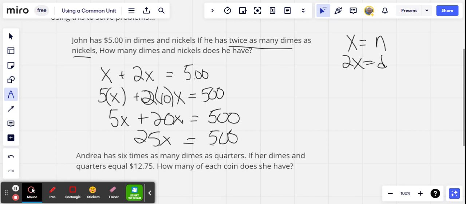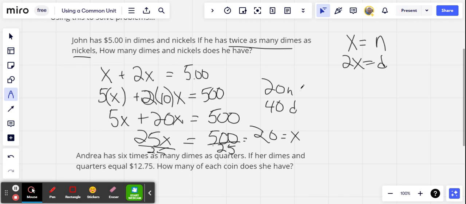Then we just do the math. Divide by 25. 25 goes in 100 4 times. Multiply that 5 times with 500. That's going to give us 20. X is equal to 20. So that says we have 20 nickels and twice as many dimes, so 40 dimes.